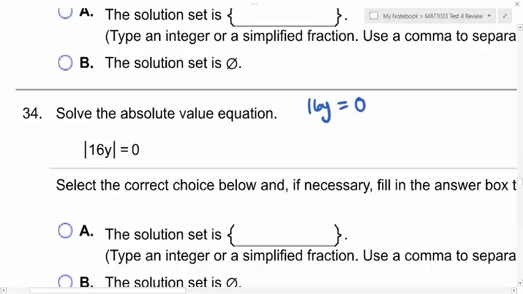So how would you solve that? How would you get the y by itself? You would just divide by 16. Y would equal 0. Good. Not very exciting, right?